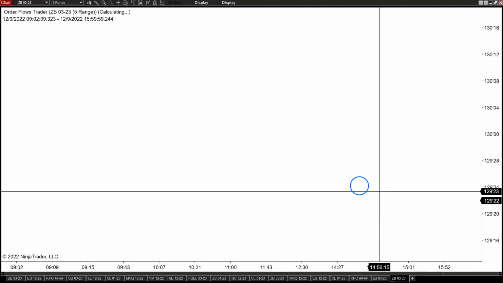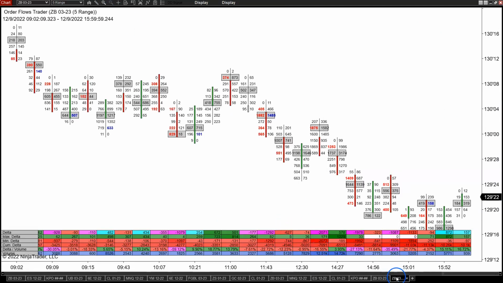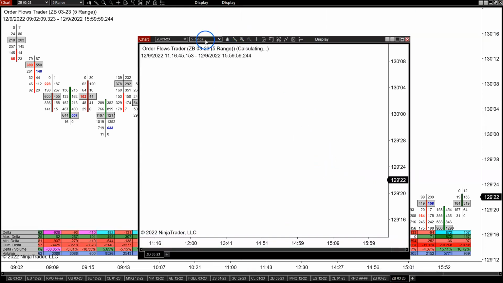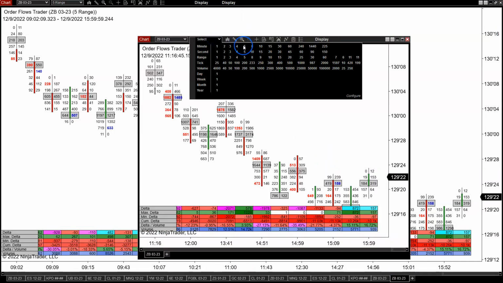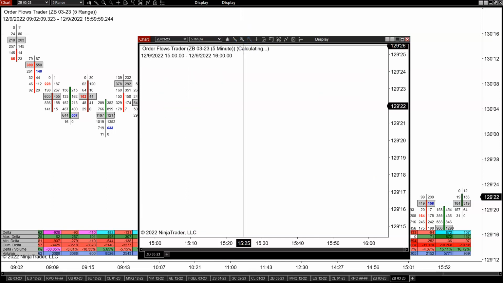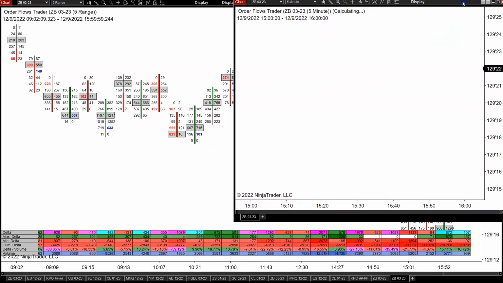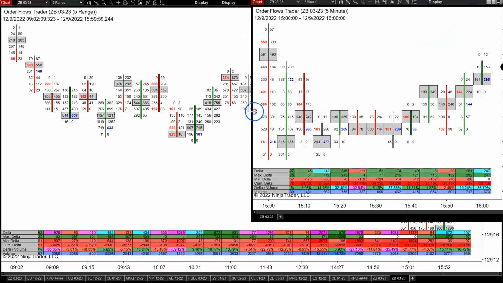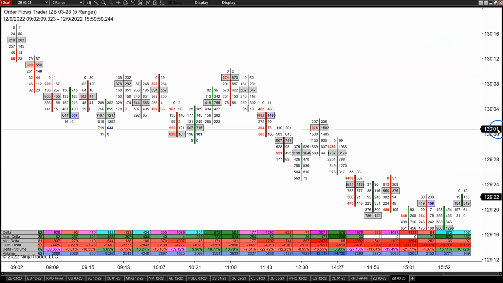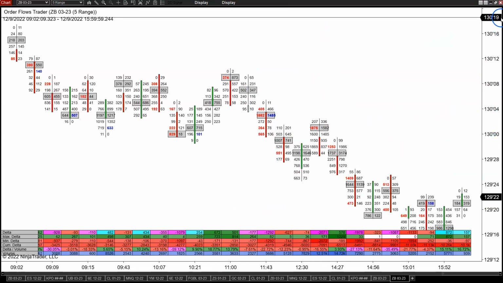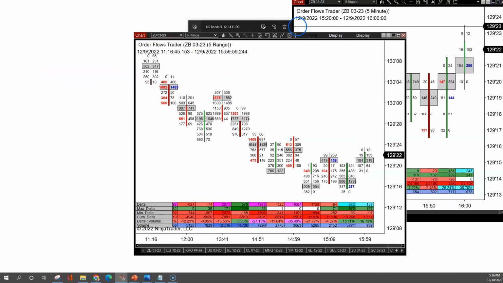So let me just duplicate this chart, and we'll take a look at them side by side. Actually, I should have opened this in a new window. Let me just do that real quick. I'll change this to a 5 minute chart. So I've got the 5 range chart here, and let's put them side by side so you can get a better glimpse.